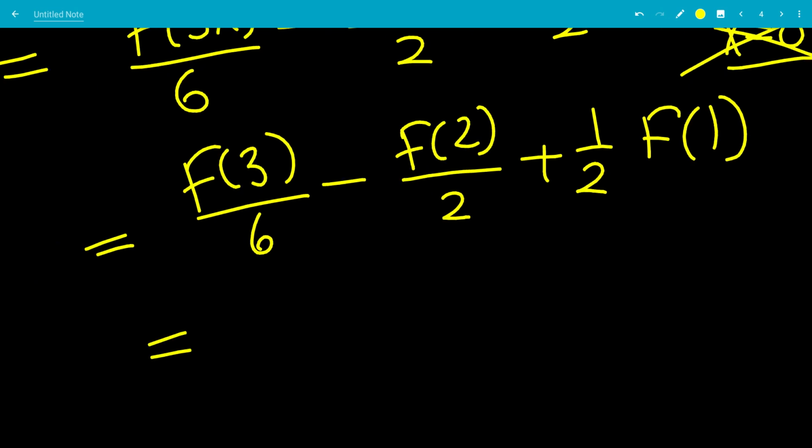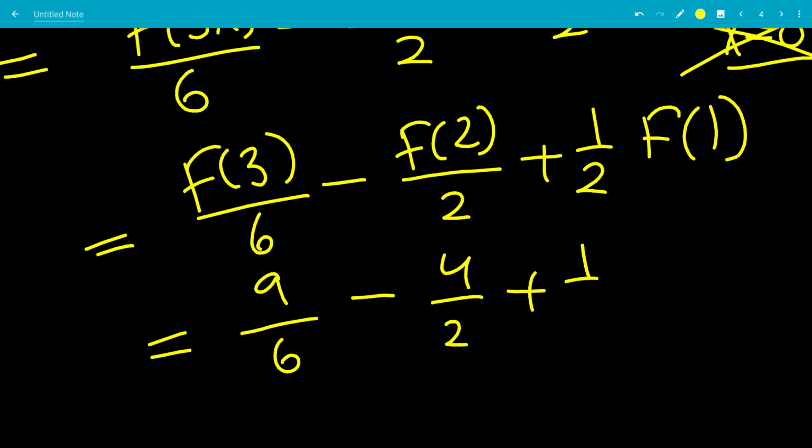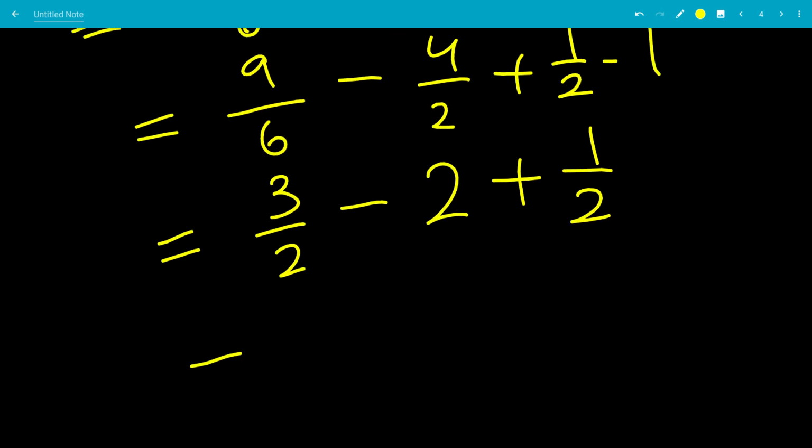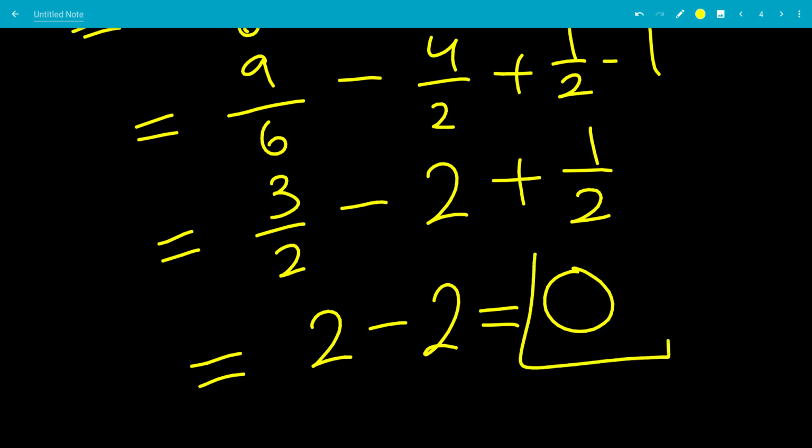All these are integers, so 3 squared is 9 over 6, 2 squared is 4 over 2, and then 1/2 times 1, because f of 1 is 1. 9 over 6 simplifies to 3/2, because we divide by 3 on top and bottom. 4 over 2 will be 2, and just 1/2. The nice thing is 3/2 plus 1/2 is 4/2, which equals 2, and 2 minus 2 equals 0. And that is the answer to this question.